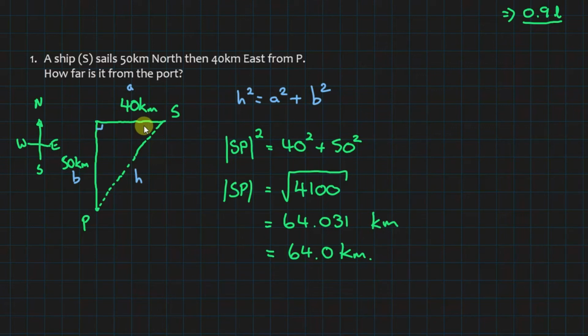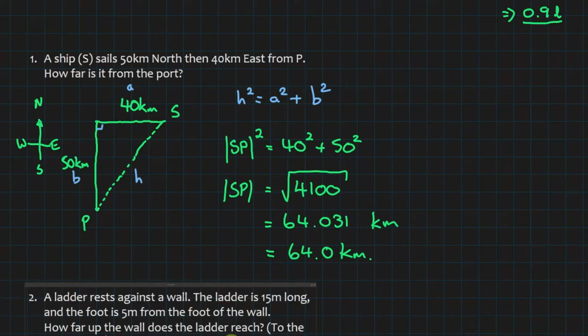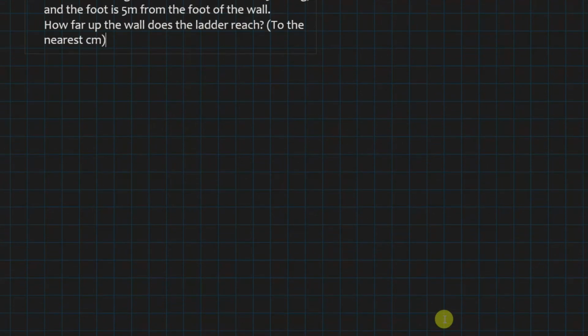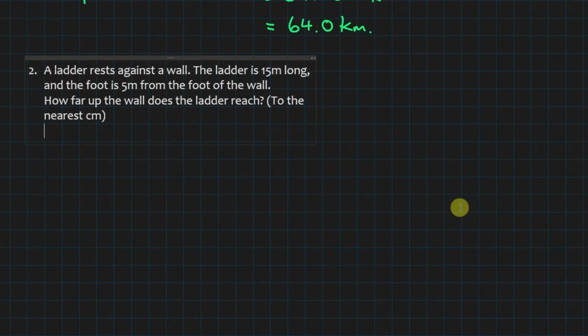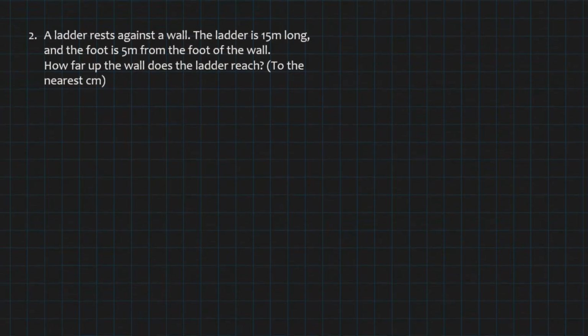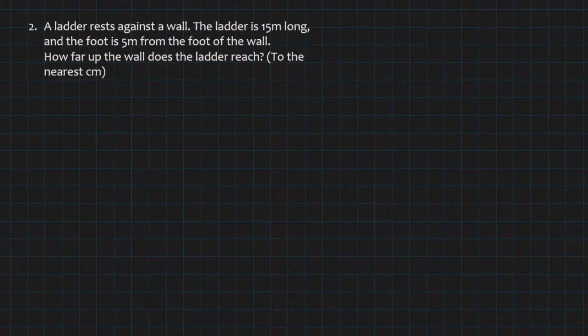Next situation is a ladder. Okay, so this is the situation. I'll just scroll it so it's at the top of the screen. A ladder rests against the wall. The ladder is 15 metres long and the foot is 5 metres from the foot of the wall. How far up the wall does the ladder reach? Now, some people quite quickly turn around and say, oh, it can only be 10 metres. We're going to show that that's not true.